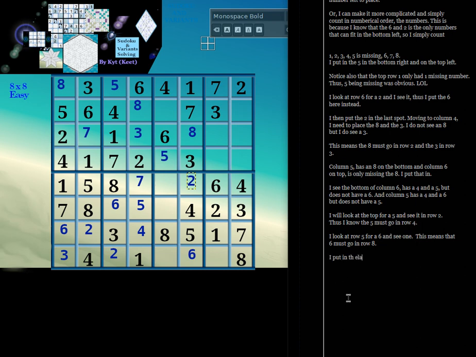I put in the last missing number, the 2, and then move on to column 5 to see what else I can do. I have 1, 7, 8, 3 in column 6 that must go at the bottom of column 5.